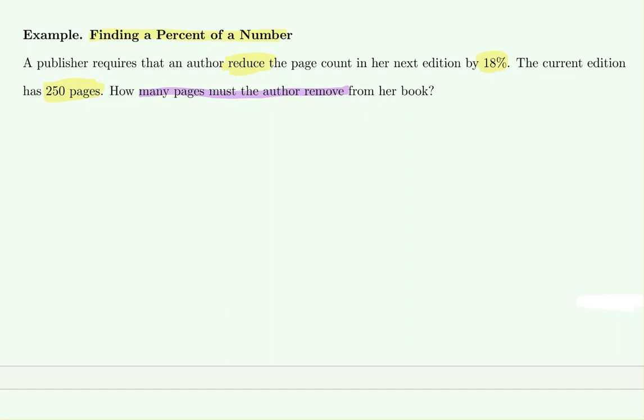Specifically, the editor said we need to remove 18% of the current edition size. But the current edition was 250 pages, so we're removing 18% of 250 pages, which helps us see why this fits into the category of we want to find what is 18% of 250, and that's the number of pages we need to remove.